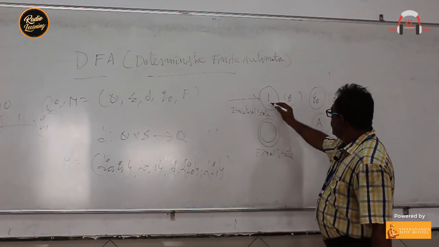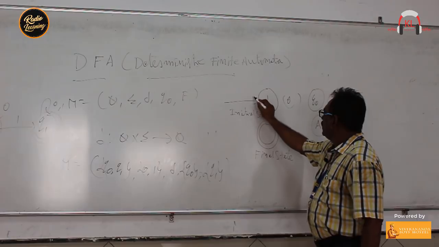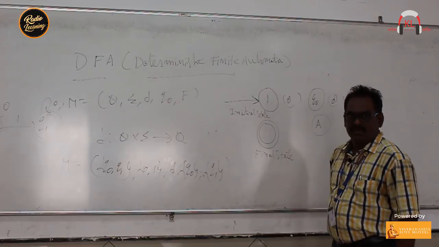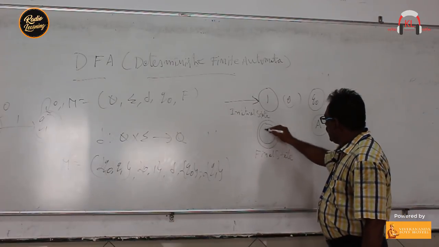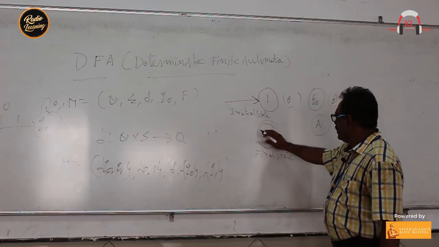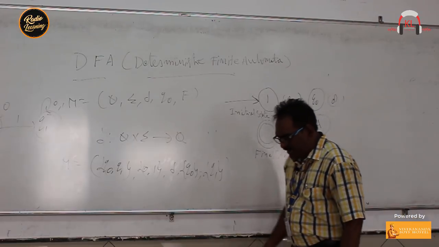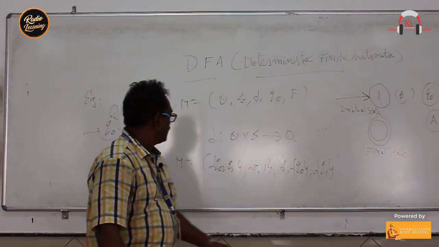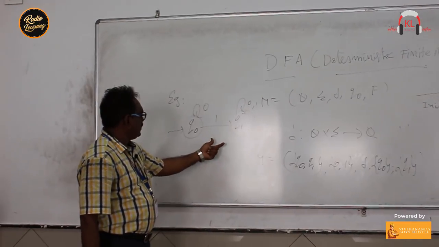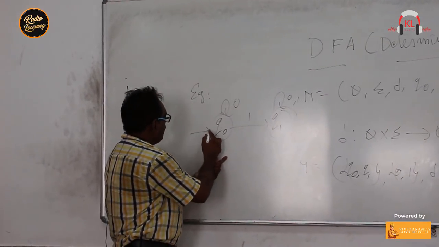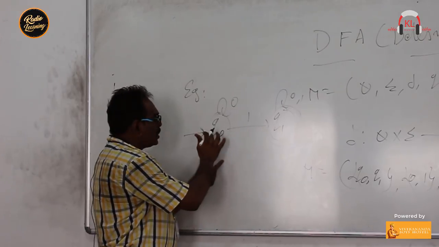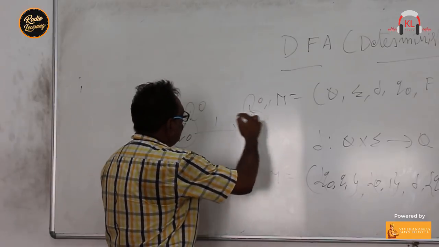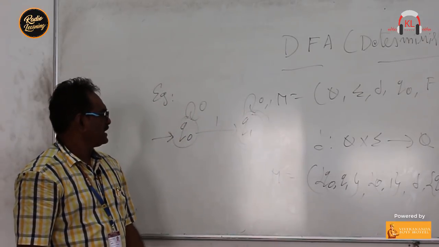So initial state is indicated by the arrow. What is the state indicated by this arrow? So we can know this is the initial state. Any state having more than one circle becomes a final state. In such a way we need to identify what is the initial state and what is the final state. Suppose if you take this example, this transition diagram, the arrow is indicated at Q naught, so Q naught is the initial state. The Q1 having the double circle, Q1 is the final state like that.